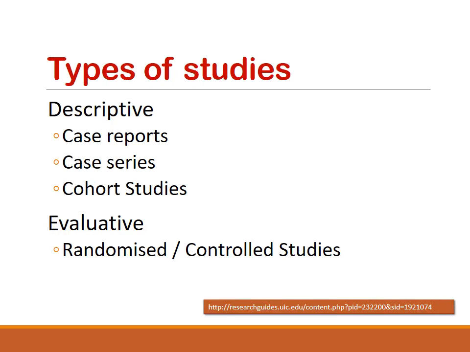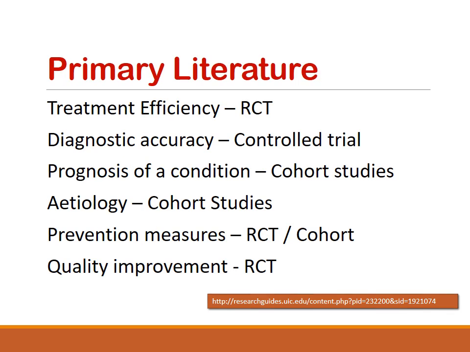This is a repeat of the slides we have shown you earlier. Types of studies may be descriptive or evaluative. Among descriptive studies, cohort studies are the best. In evaluative studies, randomized controlled trials are the best. Primary literature consists of various kinds of studies, and I have listed a few as they are applicable to the kind of research question that we have.